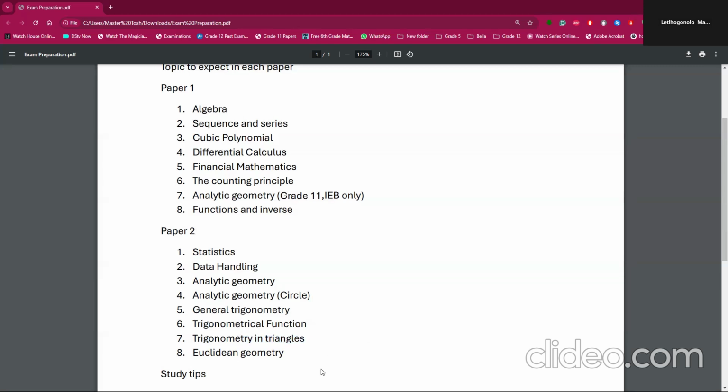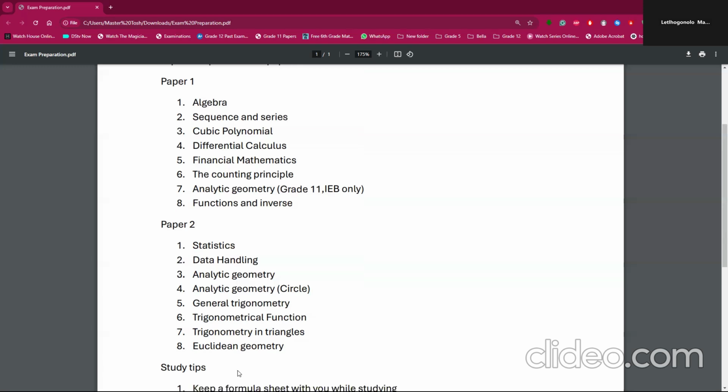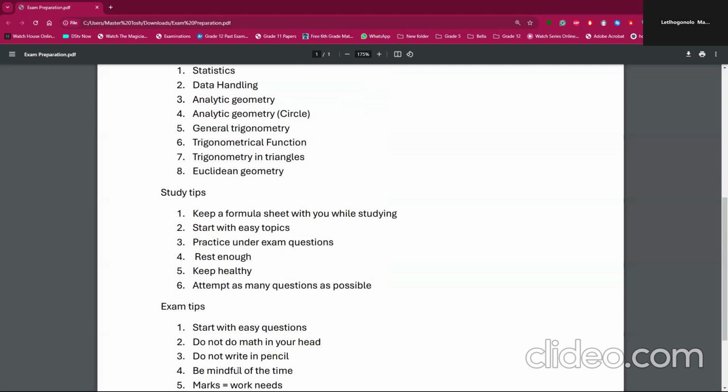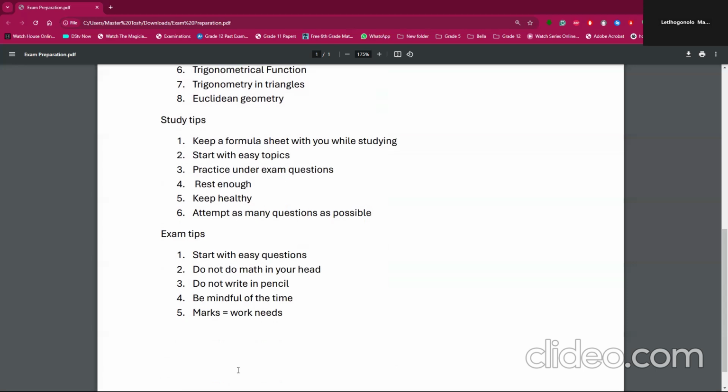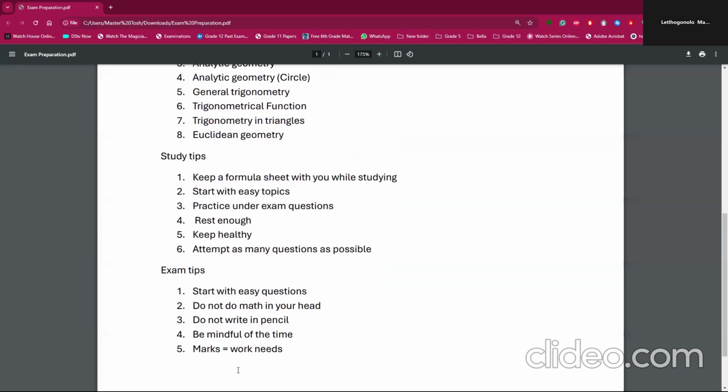Then we have, last but not least, your Euclidean geometry, where we look into all those circle geometry theorems, your cyclic quadrilaterals, your quad rules, your tangent rules. There's a lot. We also have to keep in mind your parallel lines: corresponding, co-interior, alternate.